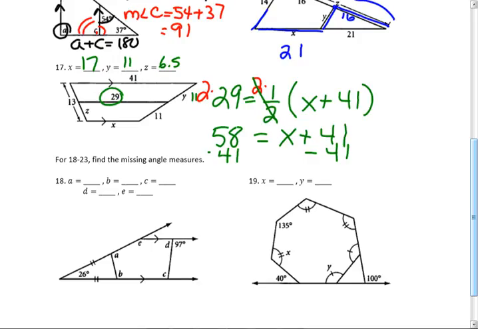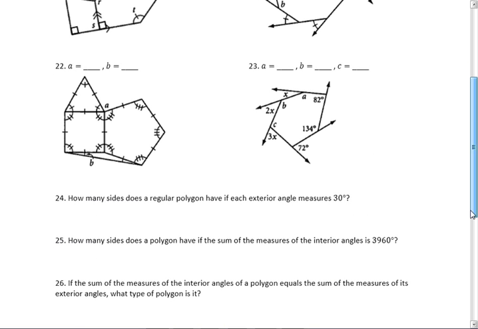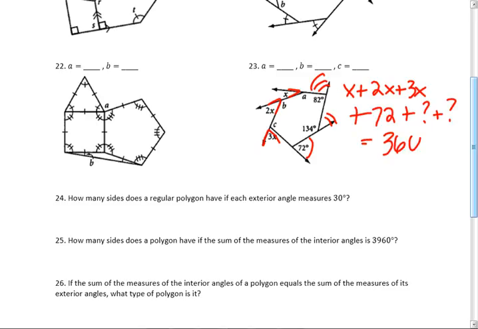These are tricky. I don't think these are easy, 18 and 19, any of those problems. But I want you to try them. You can use exterior angles in particular. On number 23, I'm going to use the exterior angles. If I add up the exterior angles, x plus 2x plus 3x plus 72 plus, I'll have to find that one, and I'll have to find that one. I'll put 2 question marks. That equals 360, and then you can solve for x. They're not easy.